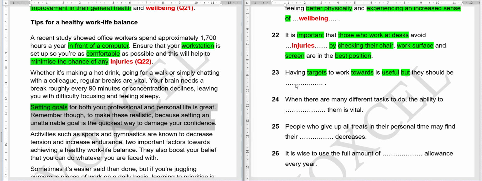Okay, time's up. Now I'm going to write the answer here and see whether you were able to arrive at the correct answer or not. The answer is realistic. I hope you were able to find this particular answer. If you remember, this was one of the words that came to my mind.